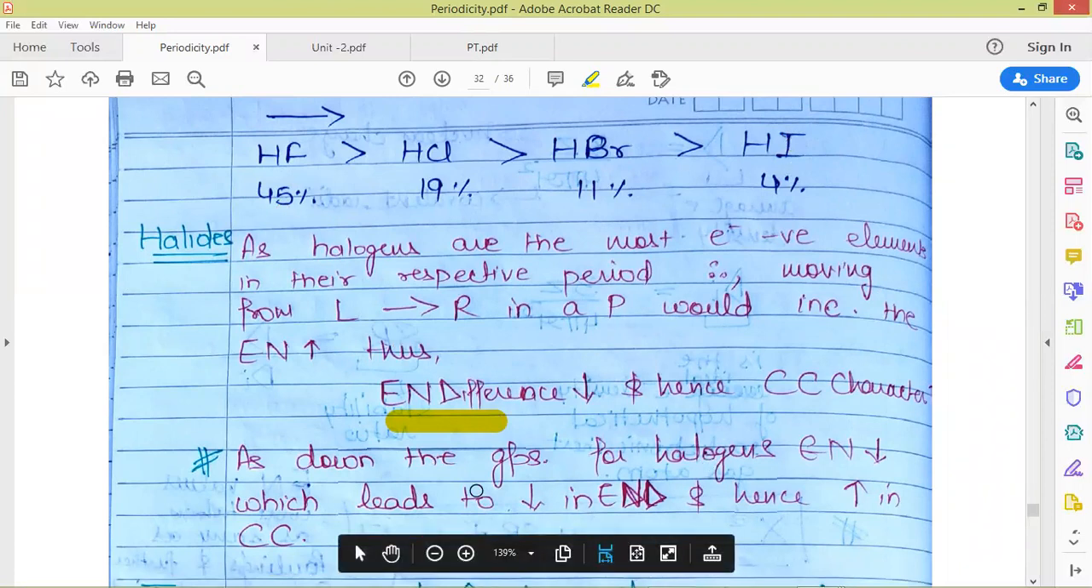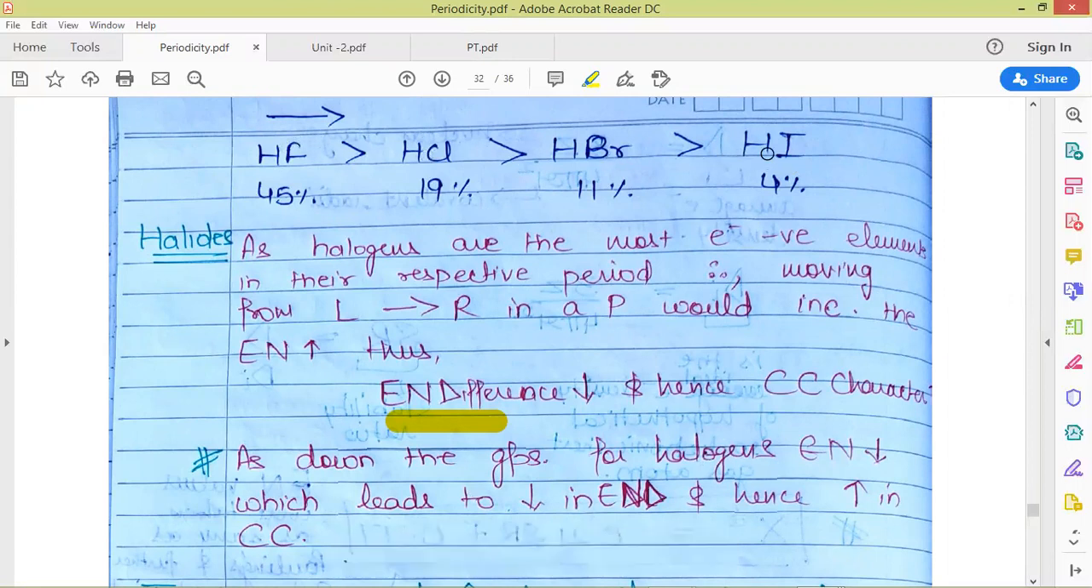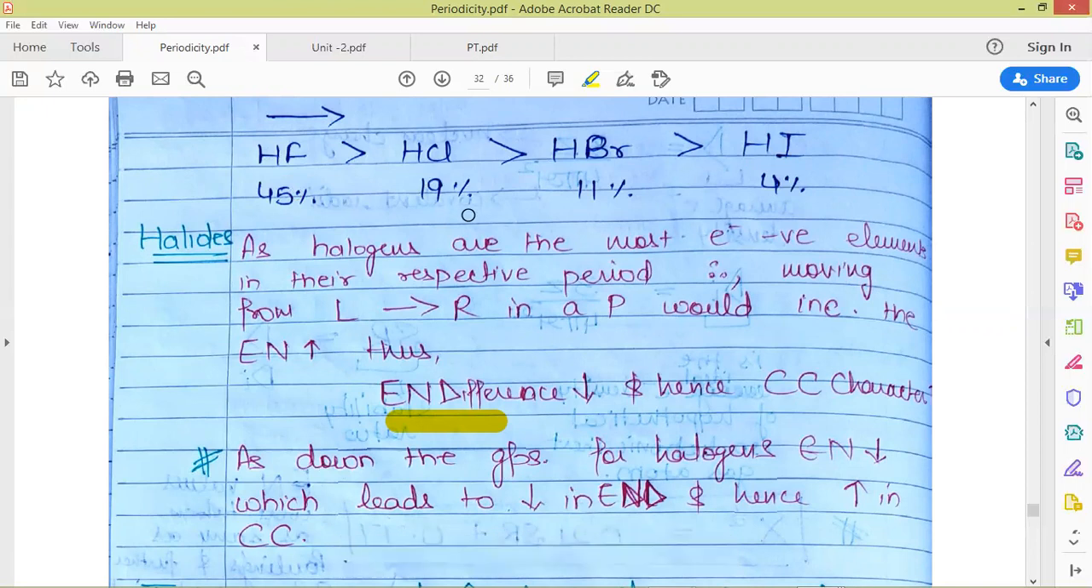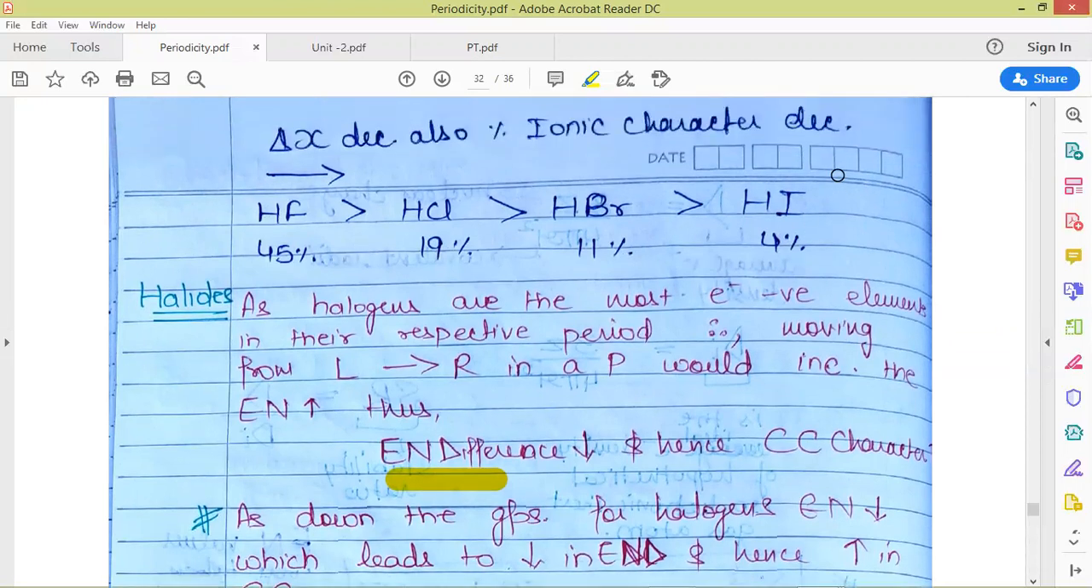Also, down the group for halogens, electronegativity is decreasing. As we move down the group, size is increasing and electronegativity is decreasing. This leads to a decrease in electronegativity difference between hydrogen and the halogen as we move down the group. So that is why ionic character is decreasing and covalent character is increasing as we move down the group for hydrogen acids.